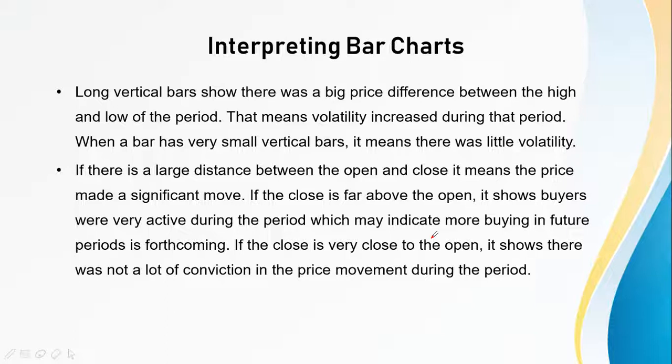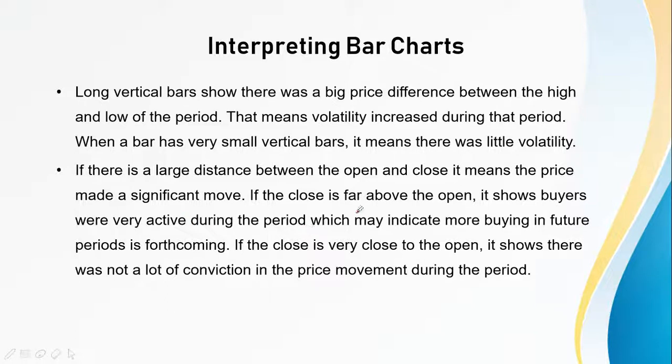Long vertical bars show the big price difference between the high and the low of the period. That means that the volatility increased during that period. When a bar is very short vertically, it means that there was less volatility. If there is a large distance between the open and the close, it means that the price made a significant move.